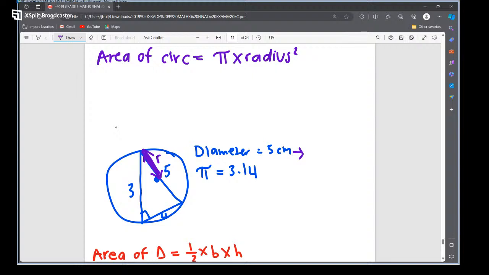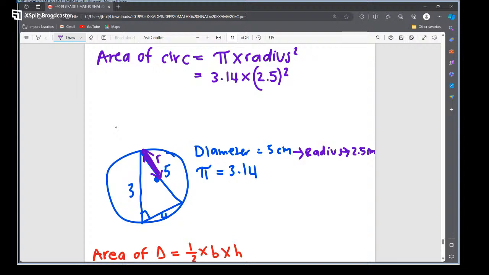So we would say a radius is half of 5. We have a calculator, but lots of people know this one anyway. So half of 5 is 2.5 centimeters. Then what we have to do is, they told us to use pi, so we have to use 3.14. Our radius is 2.5 and we have to square that.